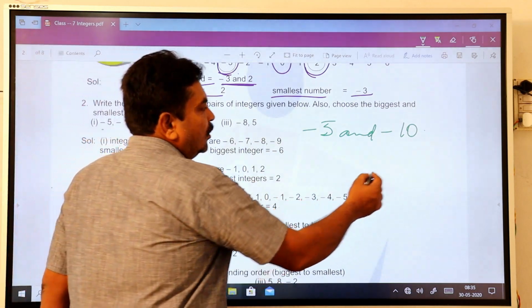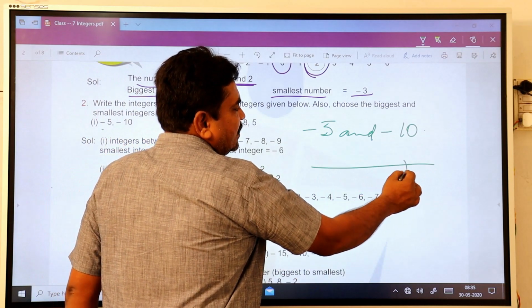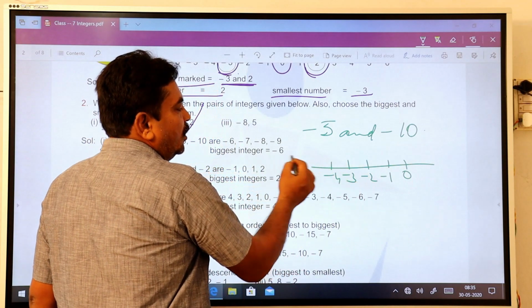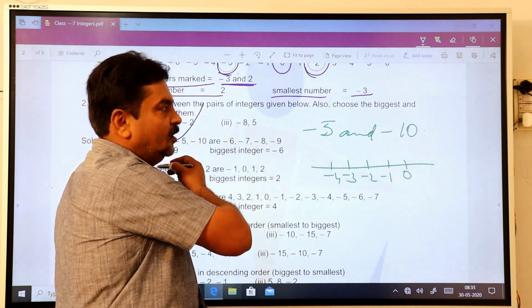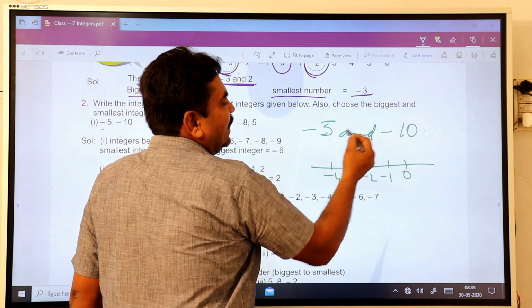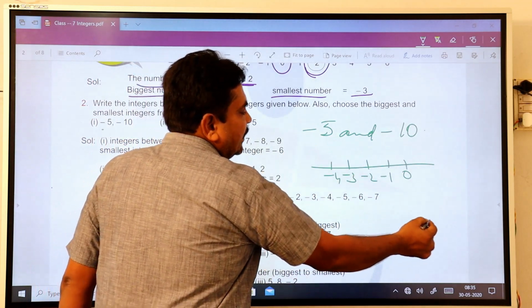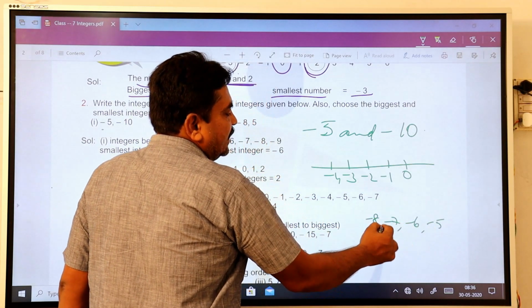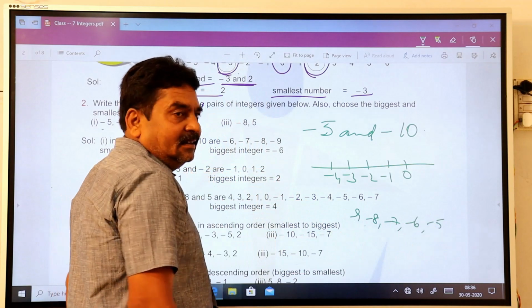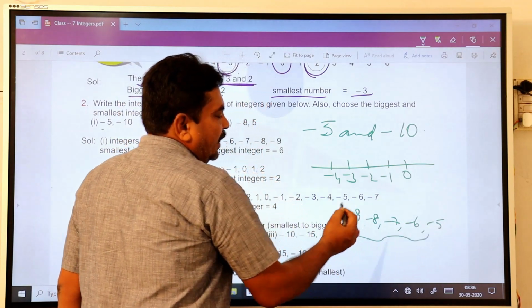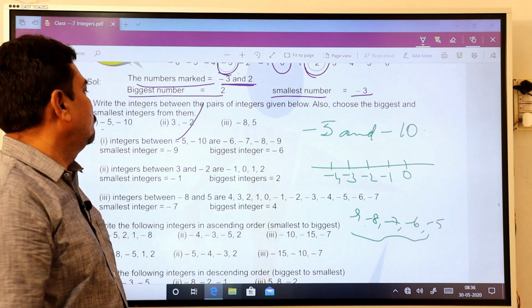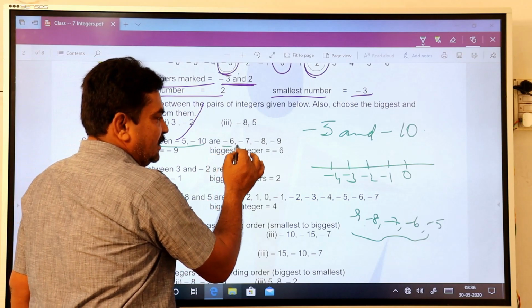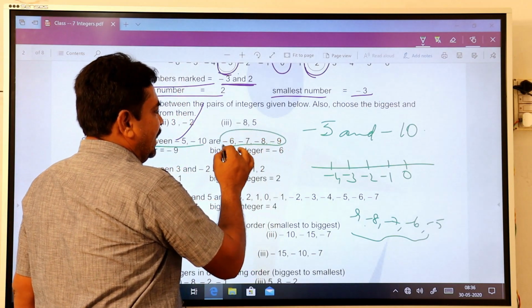So we know on the number line, suppose this is 0, this is -1, this is -2, this is -3, this is -4, so on, -5 to -10, right? So in between -5 and -10, what are the values? See, -5, -6, -7, -8, -9. So the integers between -5 and -10 are -6, -7, -8, -9.